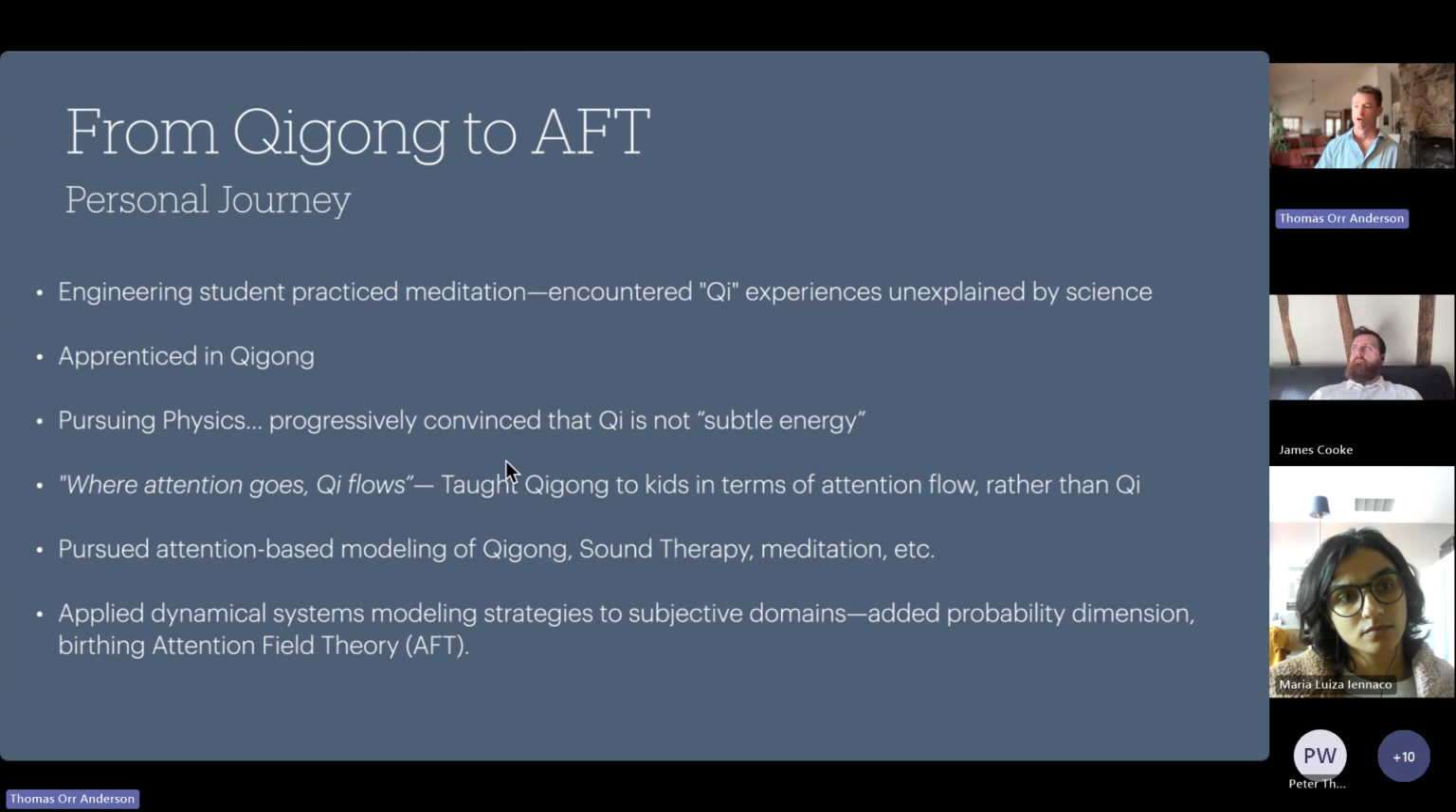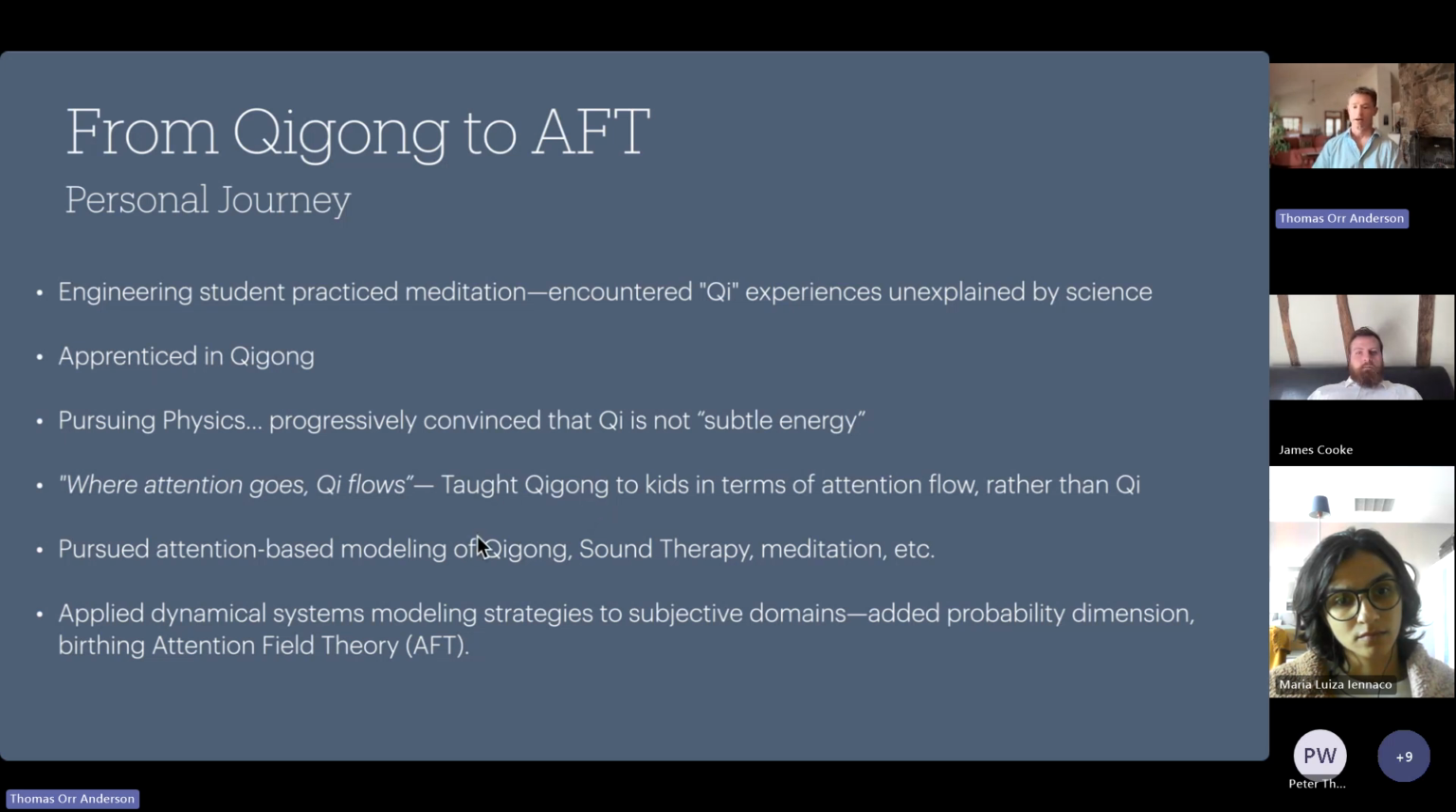The outcomes of Qigong practices are very well verified at this point. So I started teaching Qigong in terms of attention flow and just leaving qi out altogether. You're moving your attention through your body, and through the space around you, or through your model of the space around you. That framing turned out to be incredibly successful. It leaves out all the hocus pocus, and what remains is the effective practices, based simply around attention.